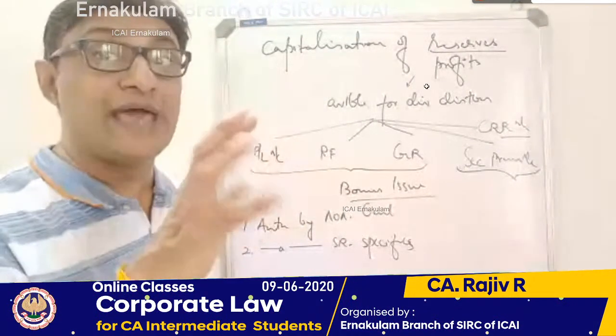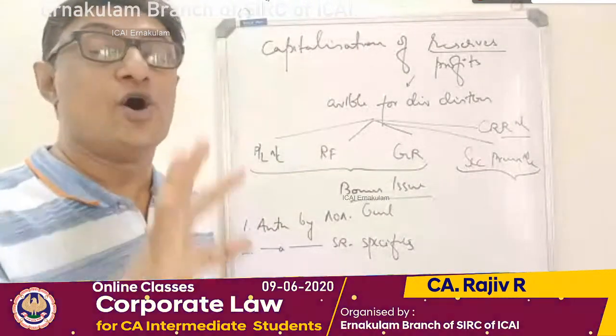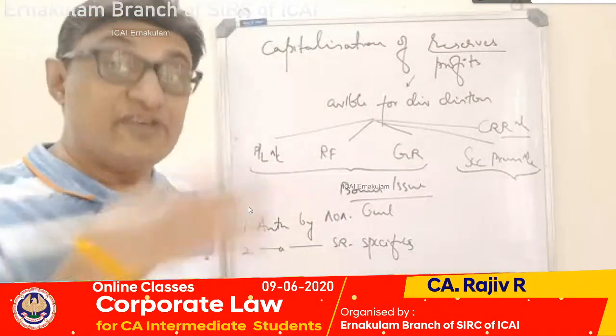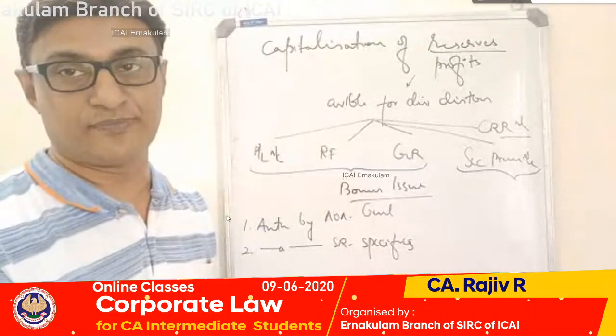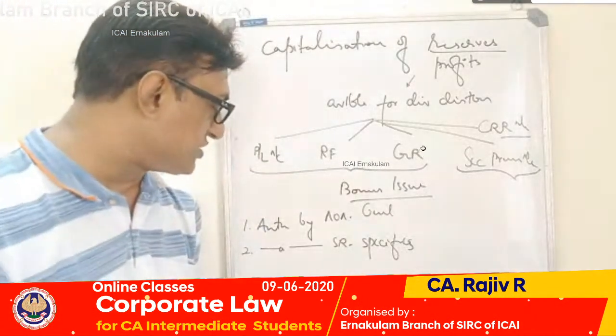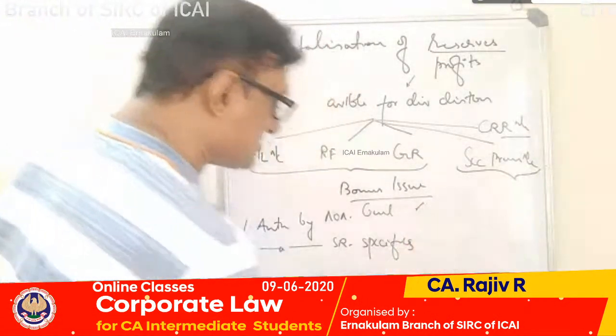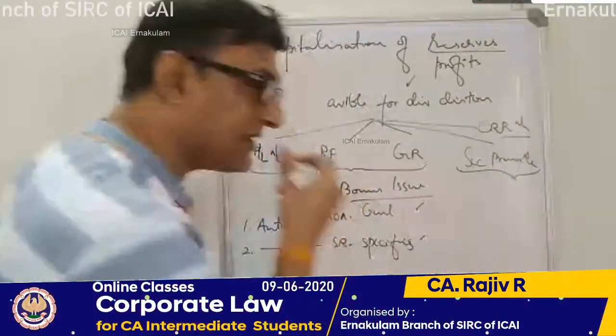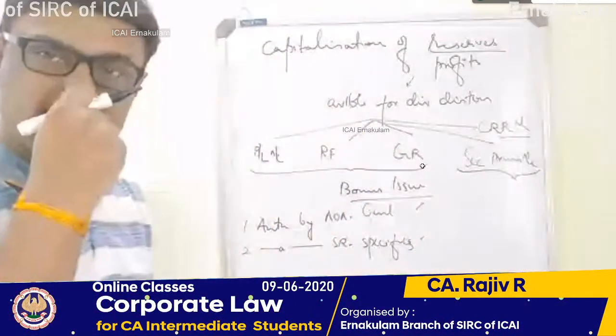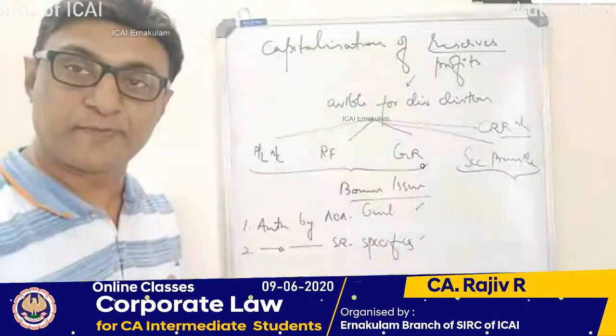That is why you have authorization by the articles and authorization by the special resolution, which you will not find in the rights issue. So in the case of a bonus issue, authorization by the articles and by the special resolution is something like we have seen for redemption of preference shares and buyback of securities.